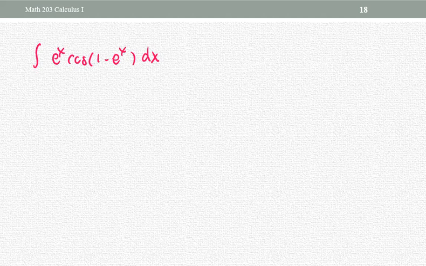Earlier, we got the antiderivative as negative sine of 1 minus e to the x plus c, correct?